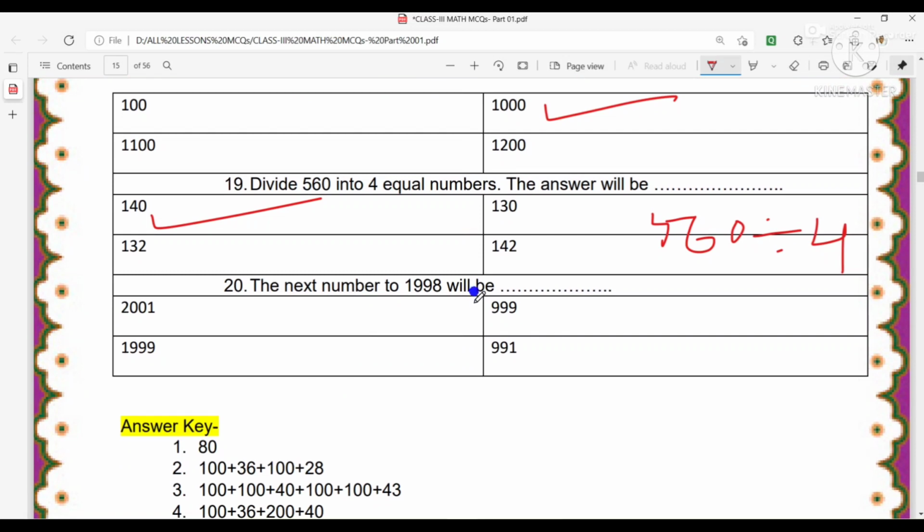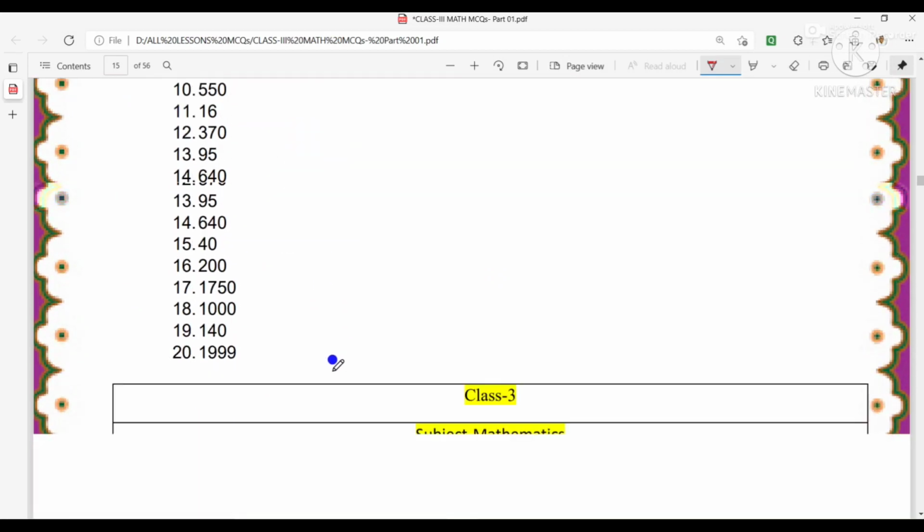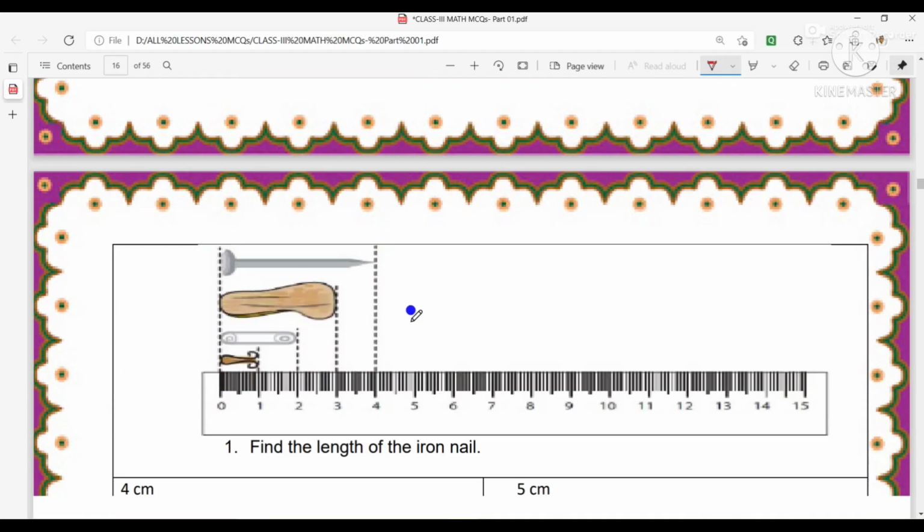The next number to 1997 is 1998. The next number will be 1999.